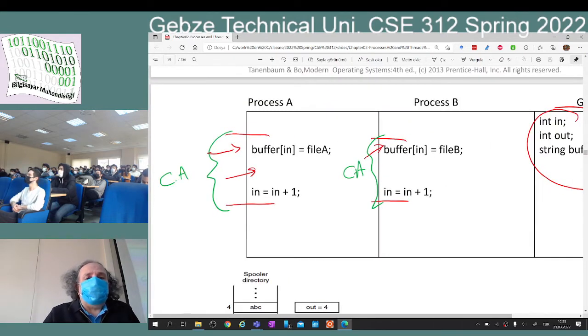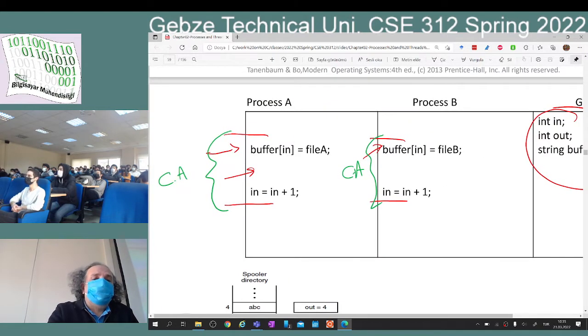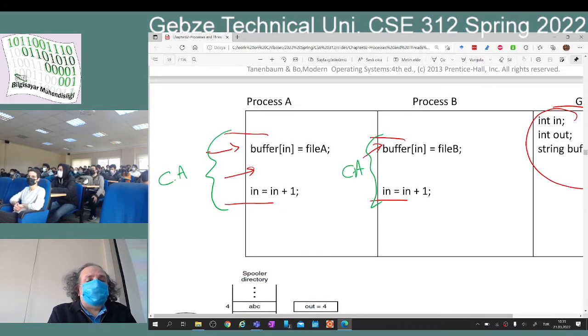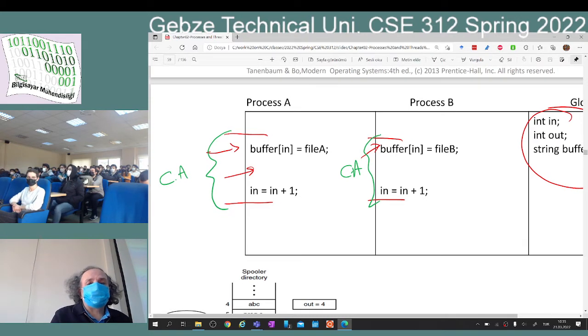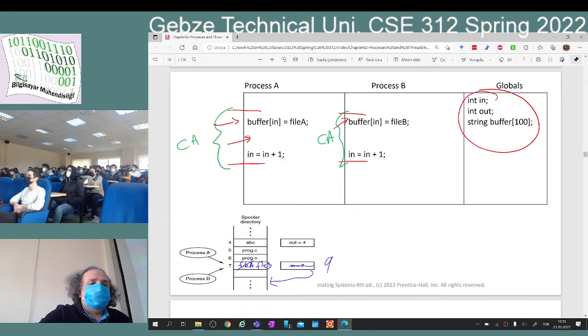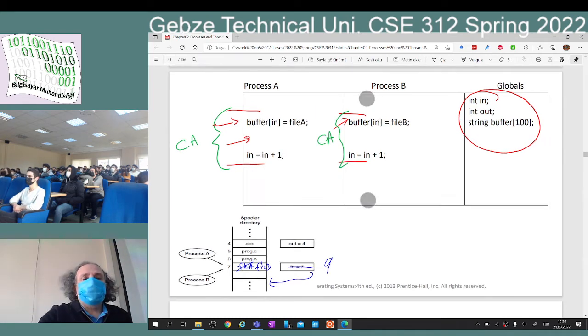But if out of bad luck there is a switch while I am running this one, I run this line, there is a switch, now I run this line, I incremented this, and when I came back here I incremented that, then, if you remember that one, we end up losing one of the file names, and we end up with a garbage file name in one of the positions. That's the result of the race condition in this case. So there is a race condition between these two processes running on the same data. What is the same data? The same data is this array, and also these two global variables. So we need to do something about this.